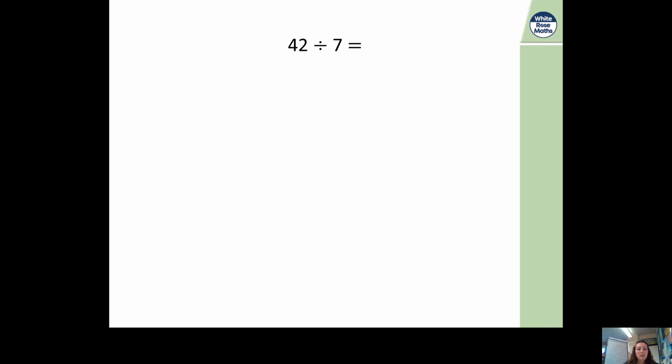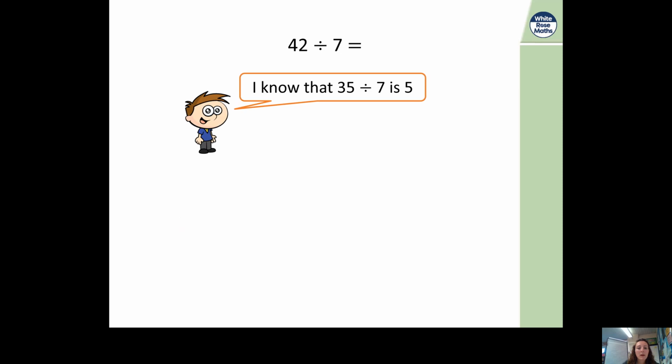Okay, how would you calculate 42 divided by 7 if you didn't know your 7 times table? Well, we know our 5 times tables. So 35 divided by 7 is 5. Pause the video and have a think about how you can use your 5 times table to help you. Let's have a look together.